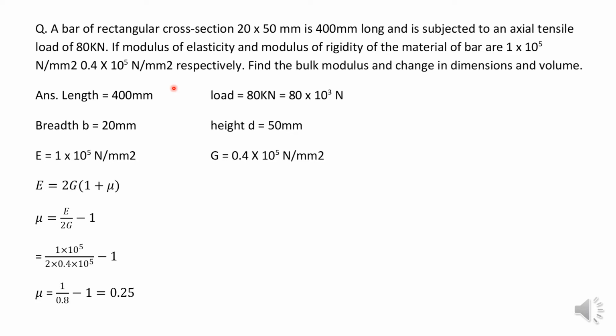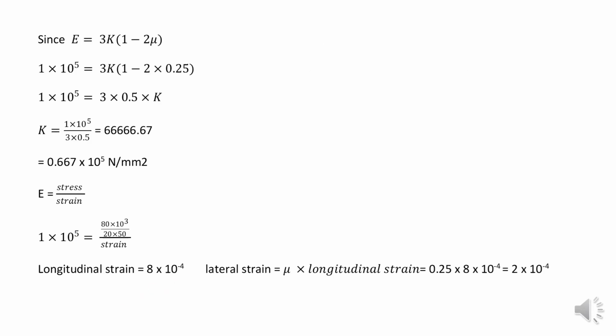Write down the given data, and after that we can use the relationship between Young's modulus and shear modulus, that is E is equal to 2G into (1 plus mu), for the calculation of the Poisson's ratio. From that you will obtain the value of Poisson's ratio as 0.25. Now what is Poisson's ratio? Lateral strain divided by longitudinal strain.